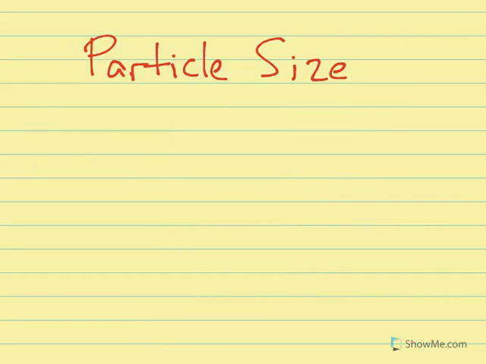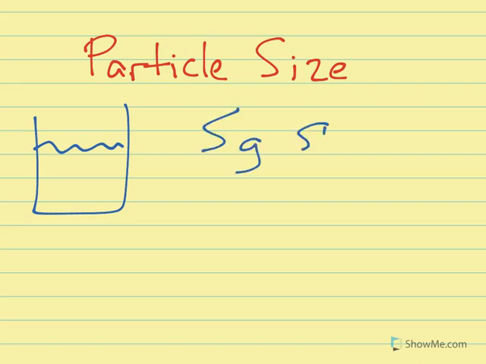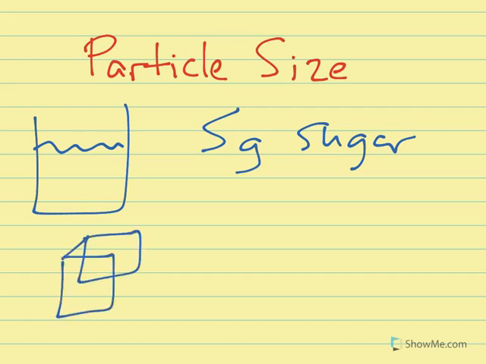The third factor affecting rates is the particle size of the particles. For example, let's say you have a beaker of water and you're trying to dissolve 5 grams of sugar into that water. Well, you have two options. The first is to dissolve a 5-gram sugar cube or to dissolve 5 grams worth of granulated sugar. So just a pile of sugar like you'd pour into your sweet tea.